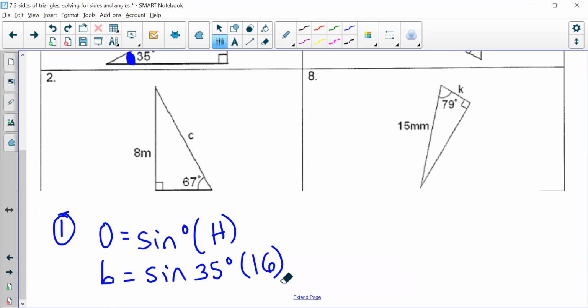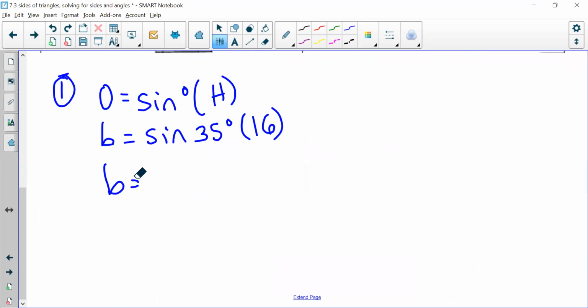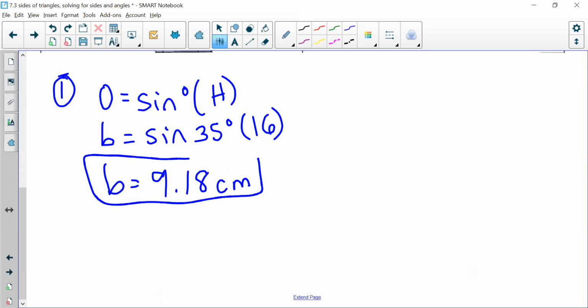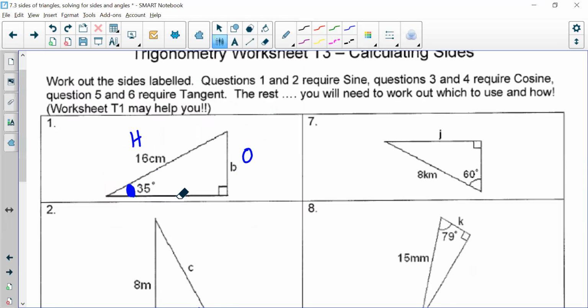On your calculator, all you have to do is sine of 35 times 16 and hit equals. If your calculator opens brackets, make sure you close them. How big is side B? Let's just do 2 decimal places. 9.17, I mean 18. Very good. Because it was 9.177, Lauren rounded to 9.18. I'm just going to add the centimeters back on. 9.18 centimeters is this side length.